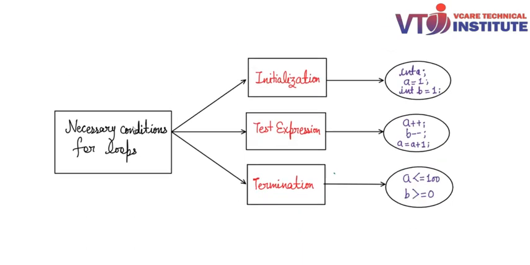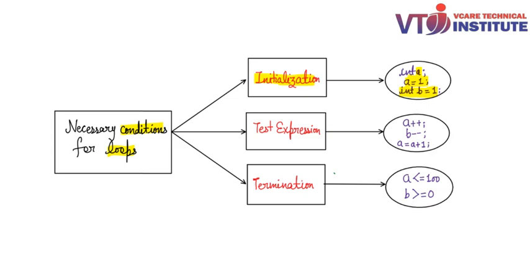So there should be some necessary conditions for loops. So what are those conditions? First, we have to initialize the variable. We can directly write int b equals 1. In this we have added the two procedures. We have initialized the variable v equals to 1.